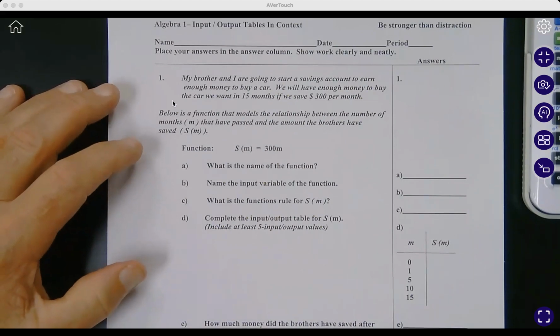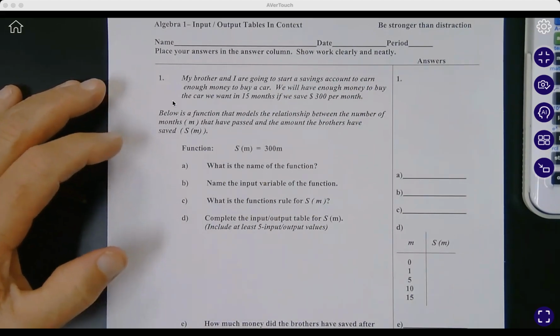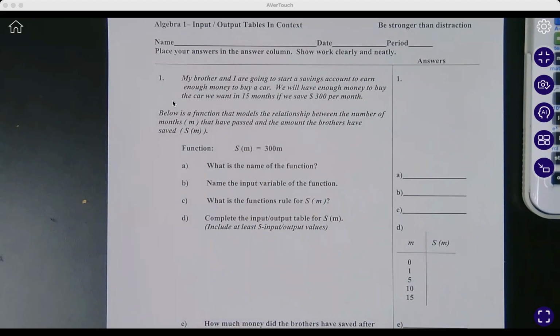My brother and I are going to start a savings account to earn enough money to buy a car. We will have enough money to buy the car we want in 15 months if we save $300 per month. Below is a function that models the relationship between the number of months, M, that have passed and the amount the brothers have saved, S of M.